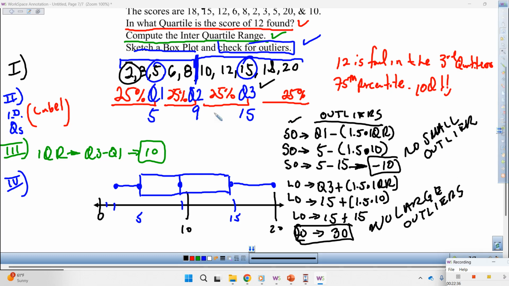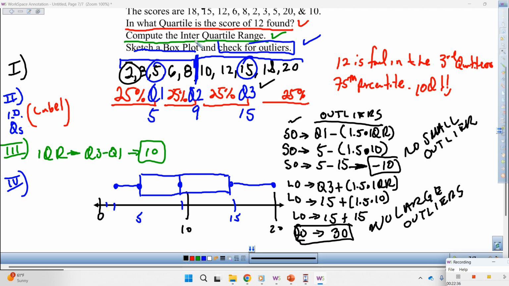All right. So step 1, ascending order. Step 2, identify cues and label all quartiles. There it is. And then we answered the first question. There it was. 12 is found in the third quartile or 75th percentile. So far so good, yes?